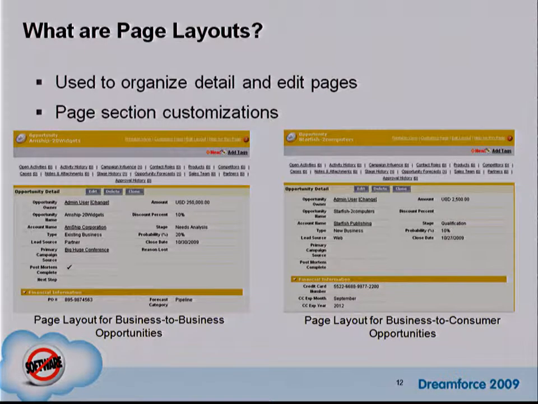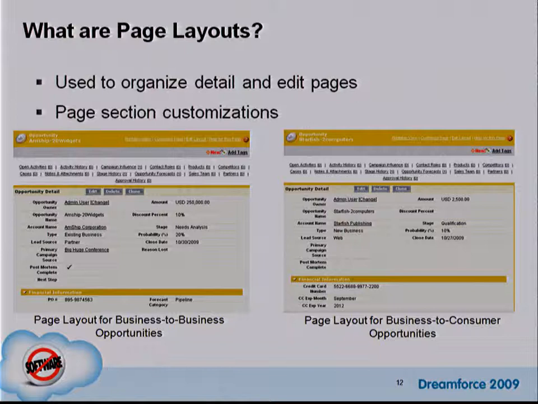But the page layout is the way I render the record in the user interface. What fields do I want to show? How do I want the fields to be ordered? Maybe I want to create little sections to organize the fields to make it a little easier to build things. And we also have the ability to create multiple pages for the same object.